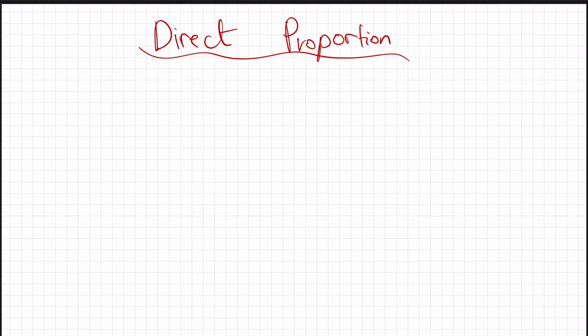Hey guys, welcome back to another RESK maths tutorial, and in this tutorial I'm going to be talking about direct proportionality, what is it, and how to solve questions involving it.